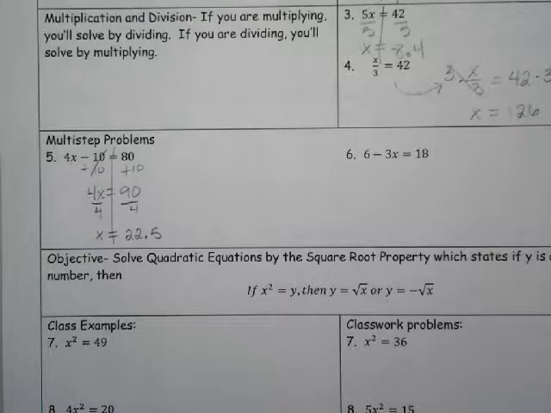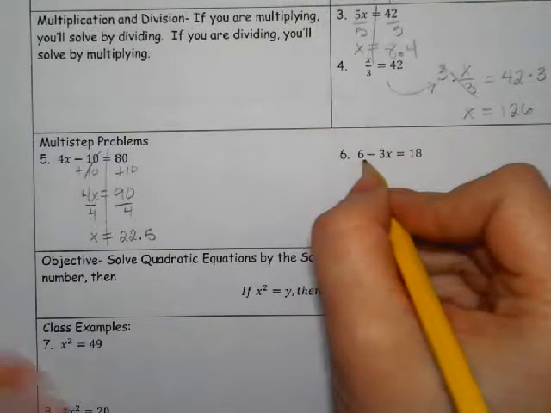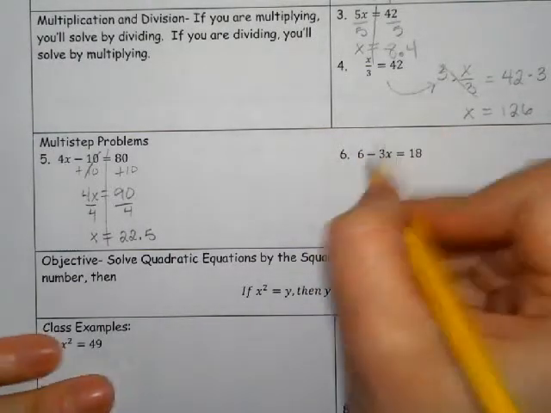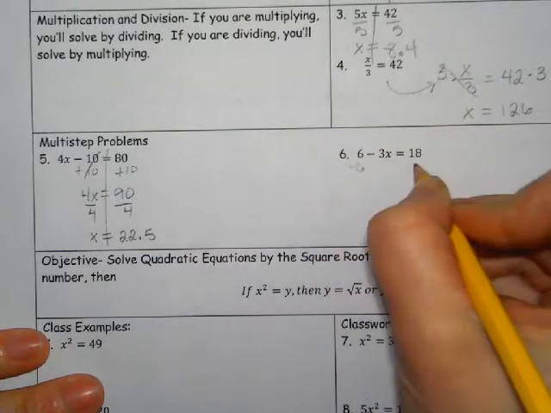And what is 18 minus 6? 12. What do I do next? Divide by negative 3. Make sure the negative goes with it. And what is 12 divided by negative 3? Negative 4.